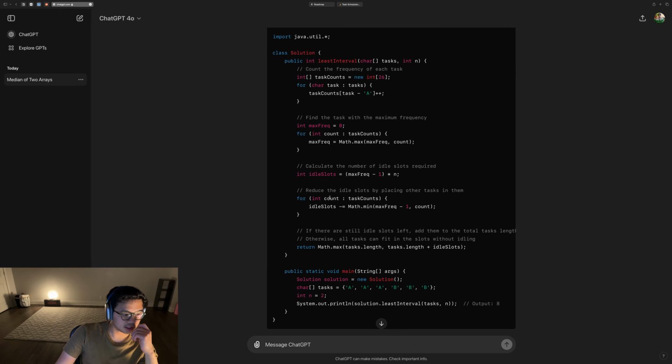And we know that each task will be less than the max frequency. So we'll never take out more idle slots than we can fit. Oh my gosh, that's genius. And then 3. That's so smart.